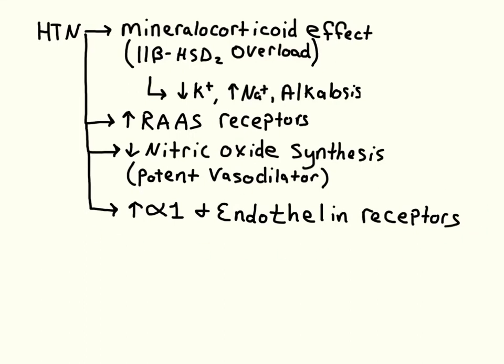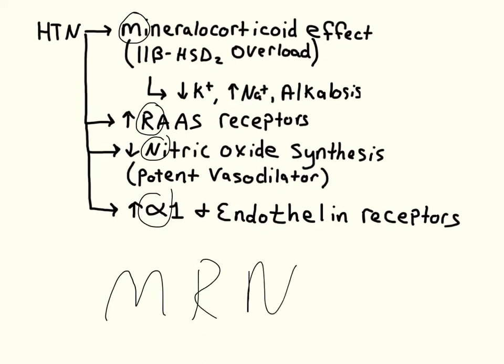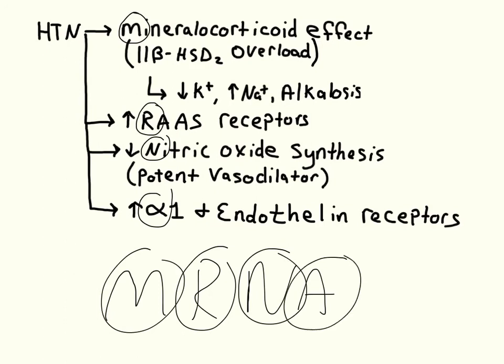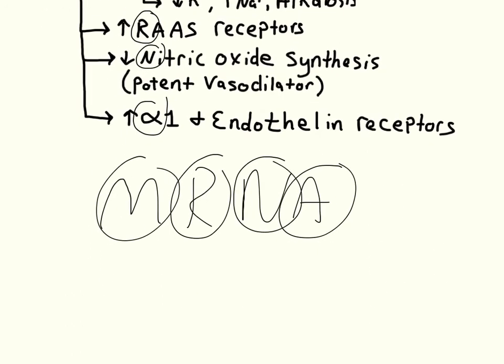The easy way to remember this, perhaps, is if you look here, you have mRNA. Like messenger RNA, if you think of it like that. And that's mineralocorticoids, renin-angiotensin-aldosterone receptors, nitric oxide, and alpha-1 and endothelin receptors. And this mRNA is carrying, transcribing the gene for hypertension.